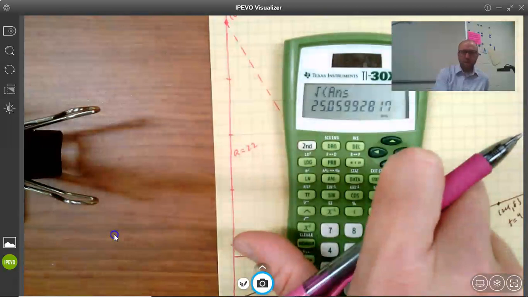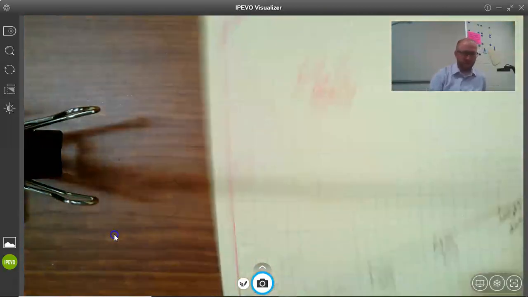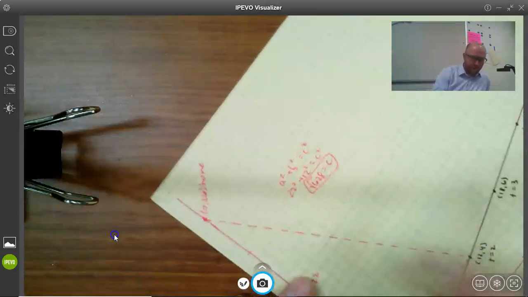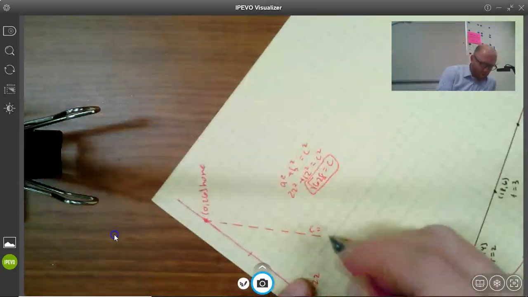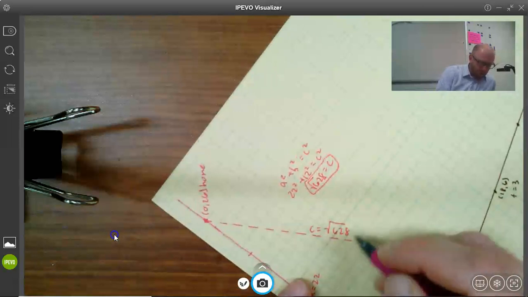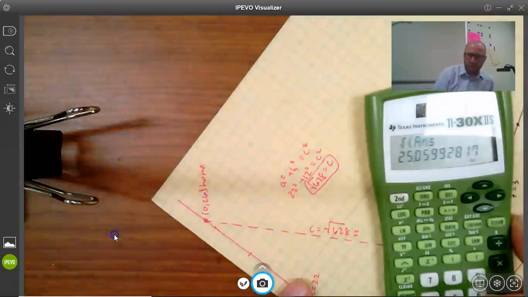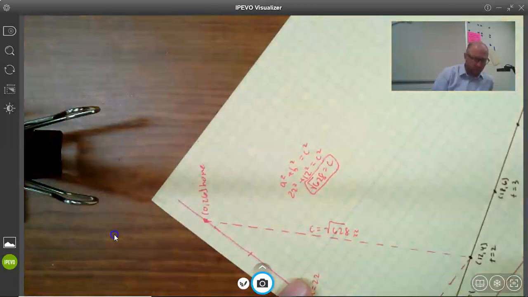Nope, but about 20.06. So I'm going to write here on the side, c equals square root of 628, which is approximately, what was that, 25.06.